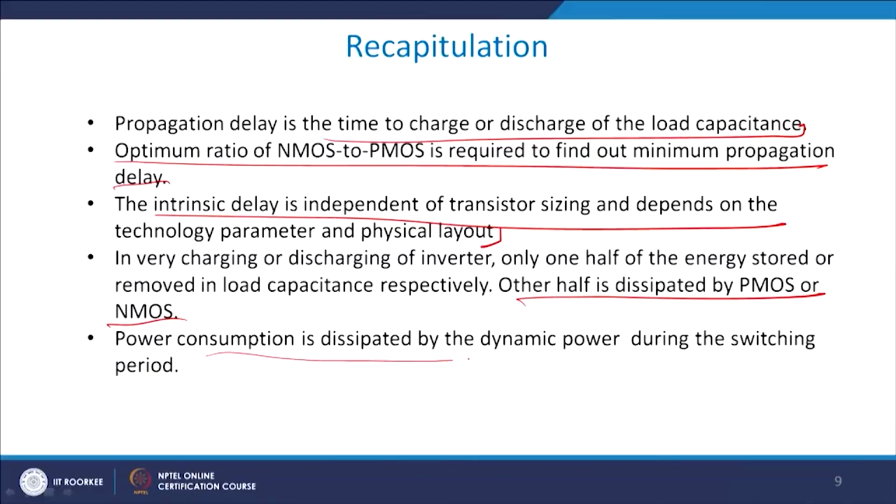Power consumption is dissipated by dynamic power during the switching period. How can you reduce power? Three techniques are available: reduce your VDD, reduce your switching activity alpha, or reduce your CL. Reducing your VDD is not a very good idea beyond a particular point, because your current will be reducing and your delay will be increasing, right. So, these are the few important takeaways from this lecture on the inverter.